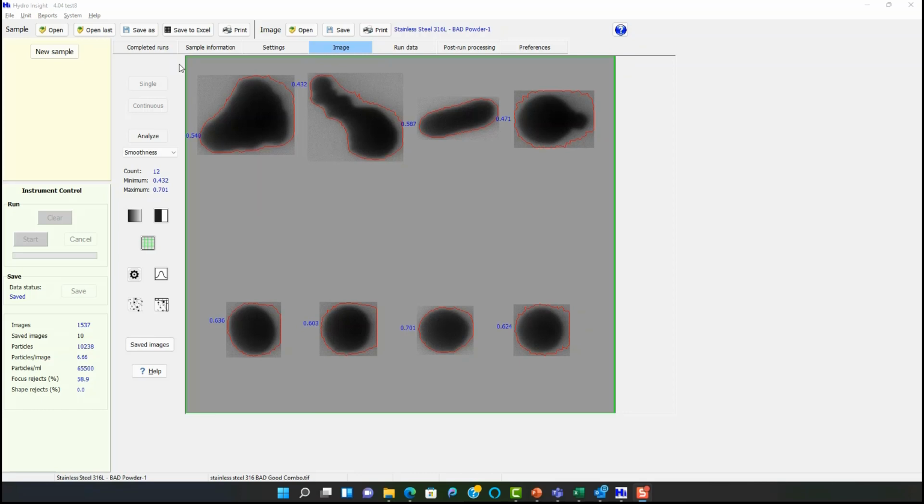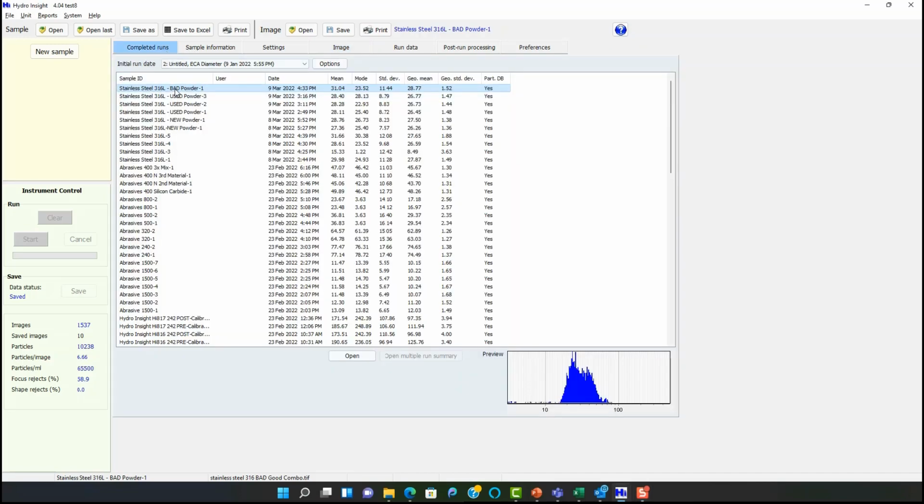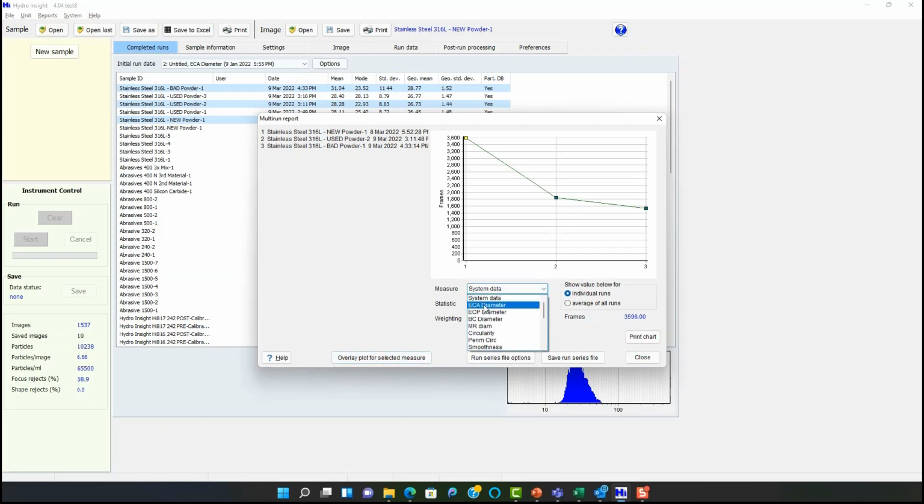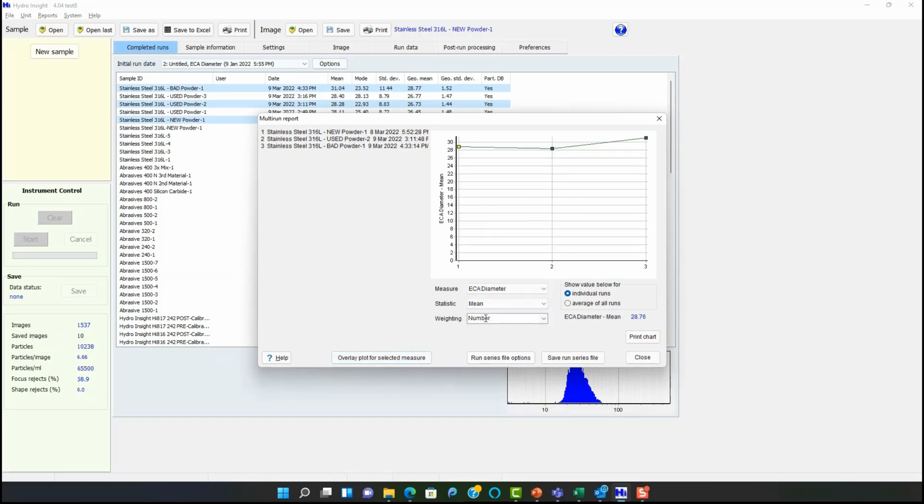However, what can you do with it? Let's say from a quality control perspective. To do that, what I think we should do is an overlay. If we do an overlay, which we did earlier, we can actually overlay the sample and look at things such as ECA diameter, mean.